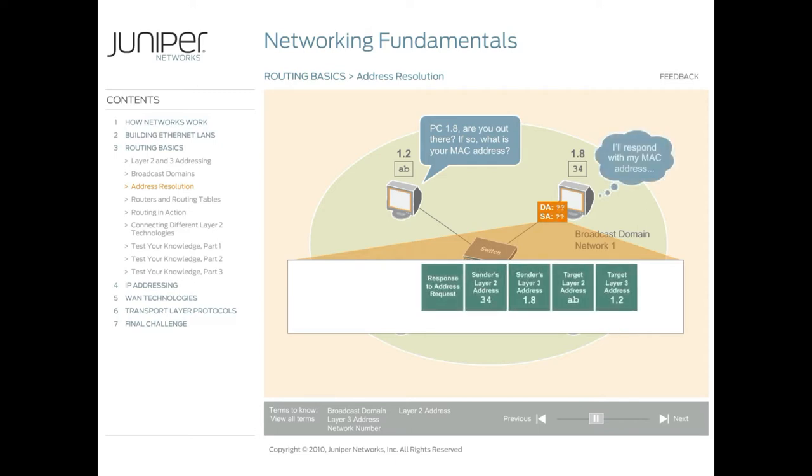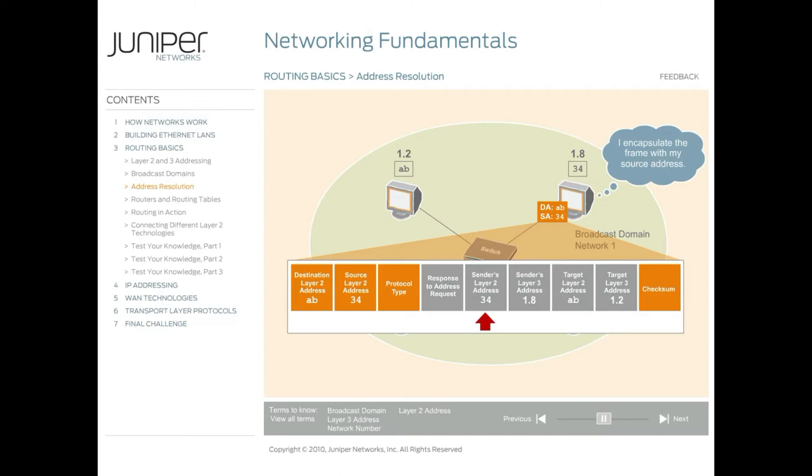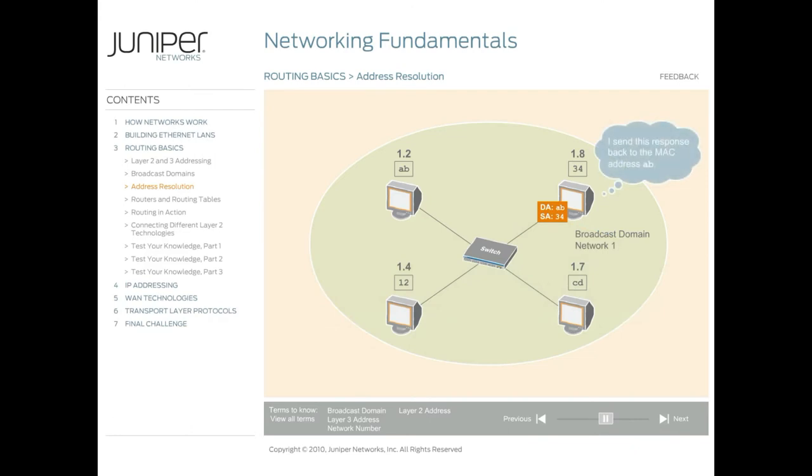PC 1.8 creates a reply to let PC 1.2 know its MAC address. In the reply, PC 1.8 is now the sender, so it includes its MAC address as the sender's Layer 2 address, and its Layer 3 address as the sender's Layer 3 address. Notice that the sender's Layer 2 and Layer 3 addresses always correspond to the device generating the request or reply. The sender's Layer 2 address will always match the Ethernet frame's source Layer 2 address as well. PC 1.8 then sends the reply back to the PC that requested it. Now the two PCs can communicate using unicast Layer 2 frames. These unicast frames are like two people whispering to each other so as not to disturb others.